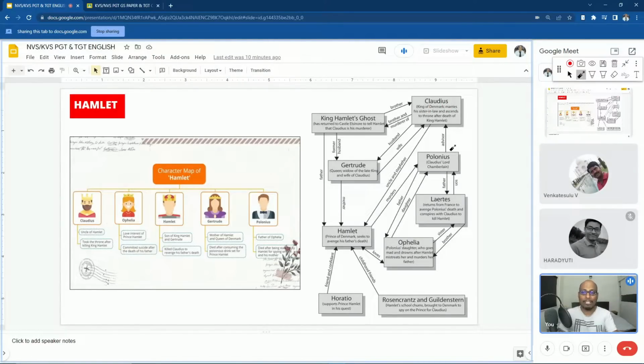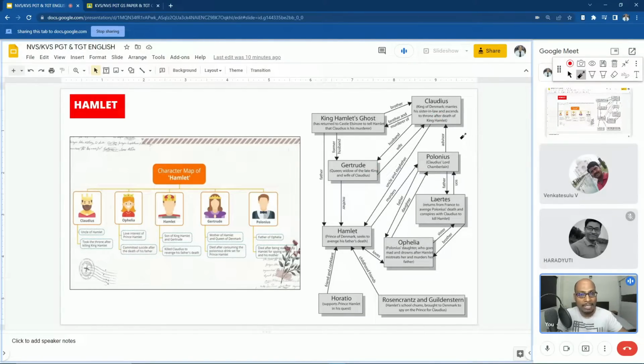Because if they ask you who married Claudius, the answer will be 100% correct by any literature student, other than those who study. It is Gertrude. But if they give you the relationship, not the name, then we may get confused. So Claudius married his sister-in-law, who happens to be Gertrude. He is now husband to Gertrude, and Gertrude is the wife of Claudius in the present scenario.